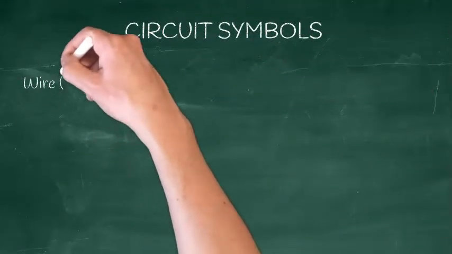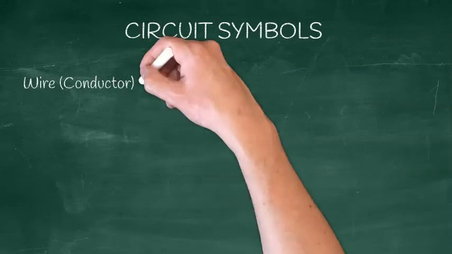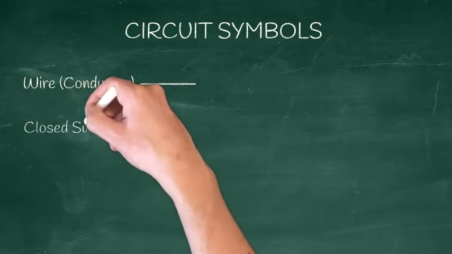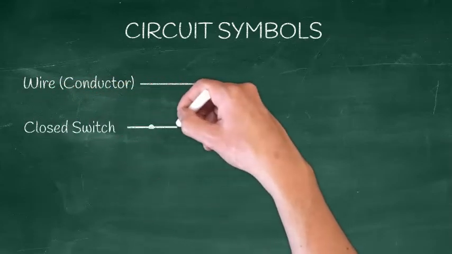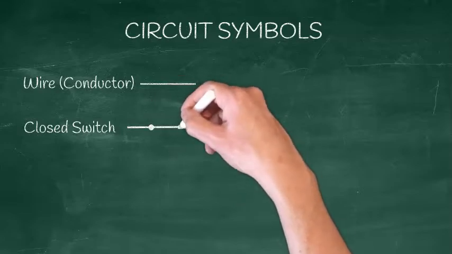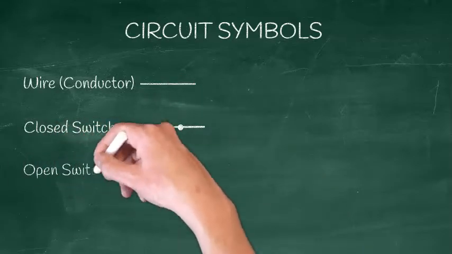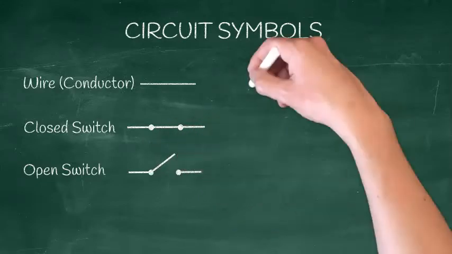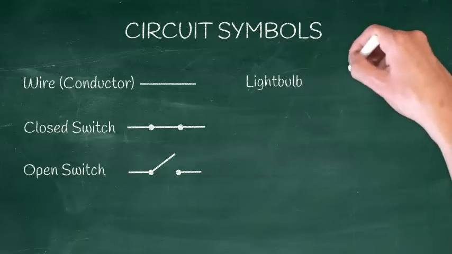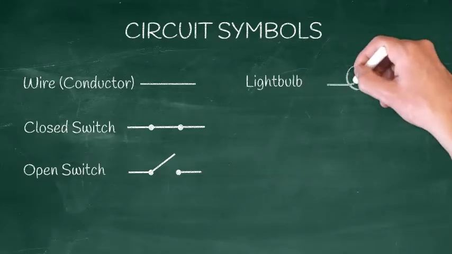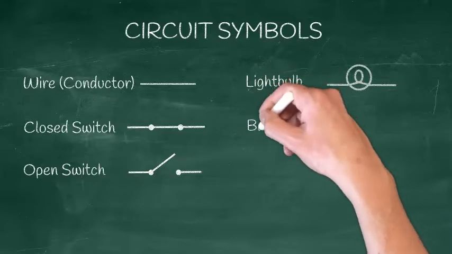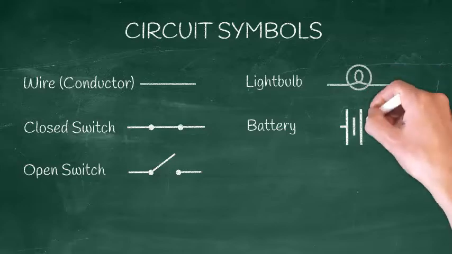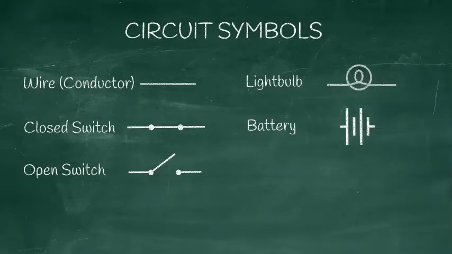When we draw out circuits, we use certain symbols. For example, the wire in a circuit is represented by a solid line. A switch is represented by two dots. And if it's closed, there's a line connecting those two dots. And if it's open, the line between those two dots is not connected. A light bulb in the circuit drawings is represented by a picture of a light bulb inside a circuit between the wires, and a battery is represented by lines with two poles at the end.